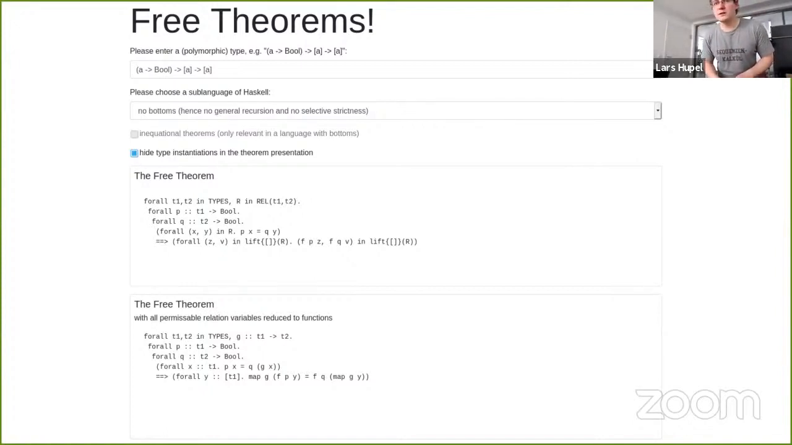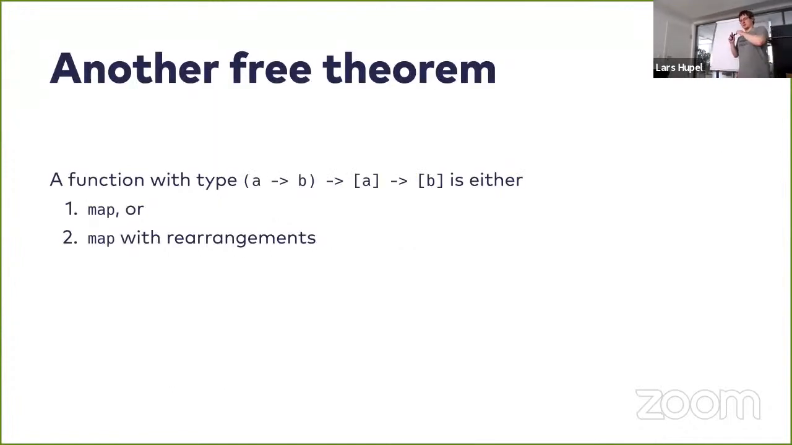Okay, so Gabor is asking about what happens when you have constraints, like type classes. I will talk about this in a moment. Right, so I will also show another free theorem about a kind of mapping function. You have the type A goes to B, and then it takes another list of A, and it produces a list of B. We all recognize this as the type of the map function, the regular list map. And the free theorem for this says that this function is either map, or it is a map that also shuffles around the order of things, right? So it can't do anything else.